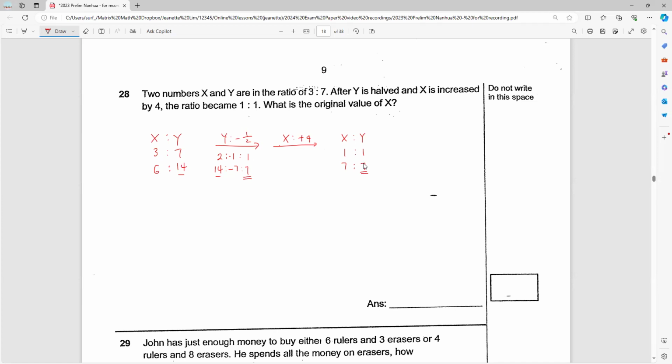Okay, once you have this, compare your x. What is 4? 4 is a value. So 4 is the change in units from 6 units to 7 units. So 7 units minus 6 units, so 1 unit is 4. What is the original value of x? 6 units. So 6 times 4. Okay, x at first is 24.